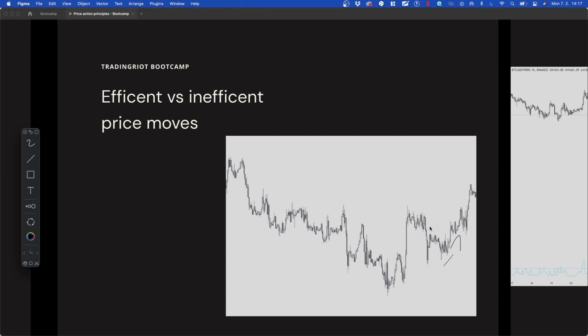A new piece of information comes in, this inefficient move happens, it gets retraced and tested, and the market moves back up. Obviously, if you haven't figured it out yet, these inefficient moves are your opportunities where you want to be buying and selling. You don't exactly want to be initiating trades in these areas, because you will be stuck in those trades for a bit.